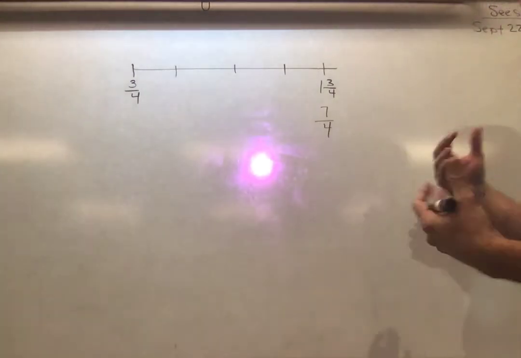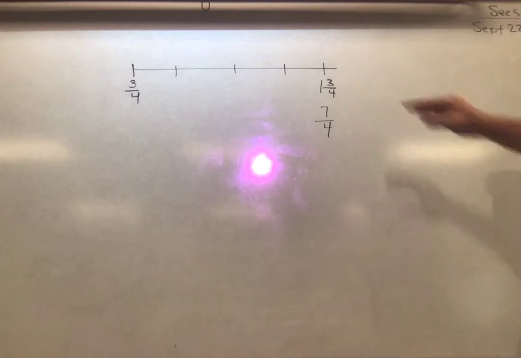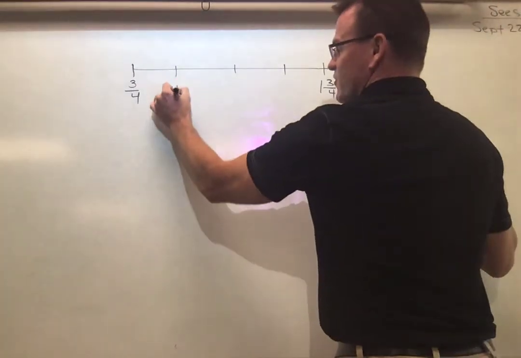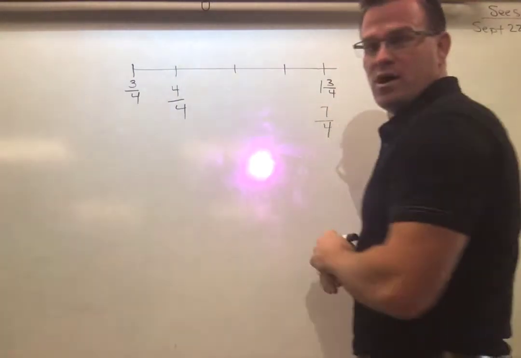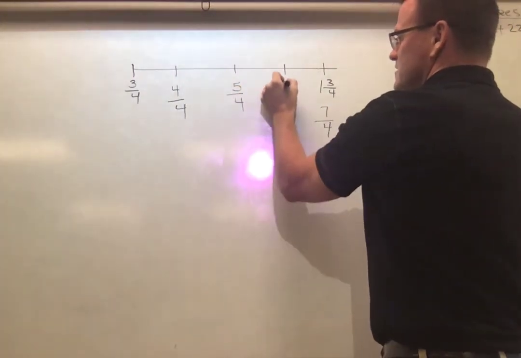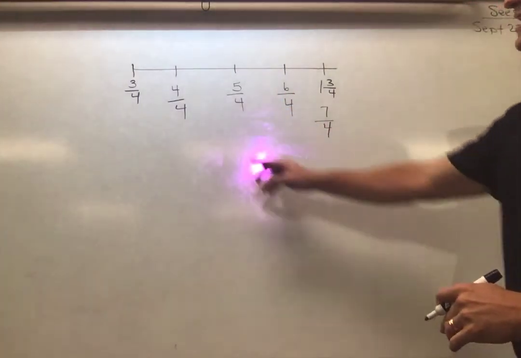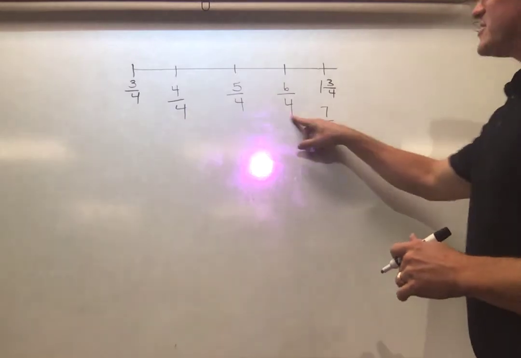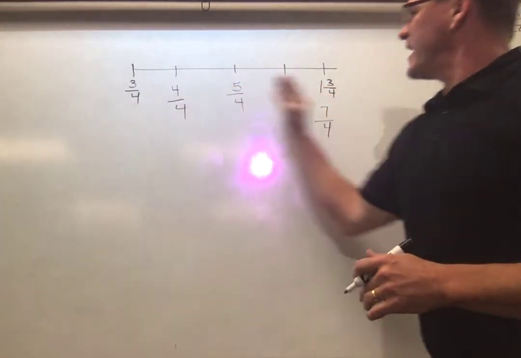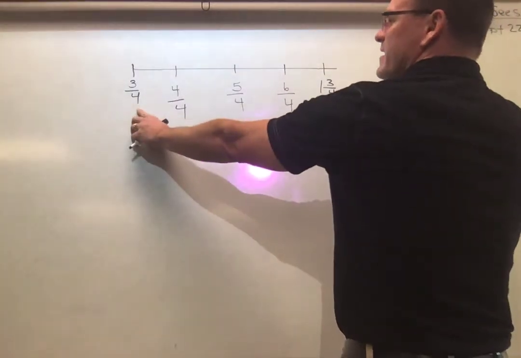So sometimes it actually helps to make these things improper instead of having them in their simplest form, because then I can easily see this is 4/4. And yes, I know that's 1, but in this case we'll call it 4/4, 5/4, 6/4, and then that gets me to 7/4. And I've easily found 3 fractions that fall in between 3/4 and 1 3/4. Again, it's a little bit simpler when you have that common denominator, okay?